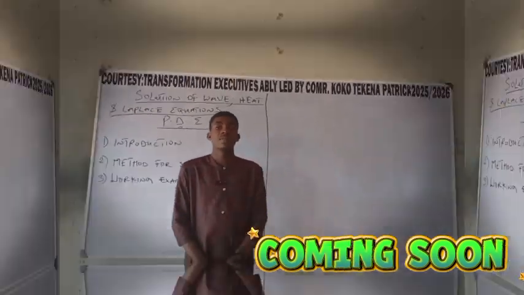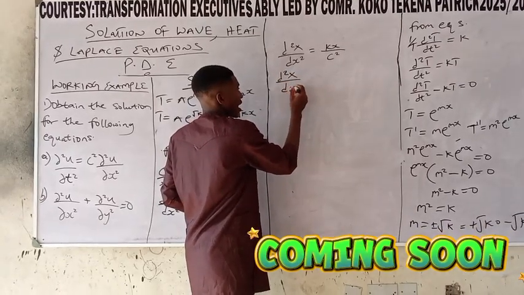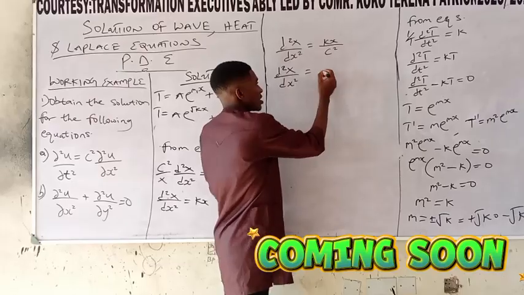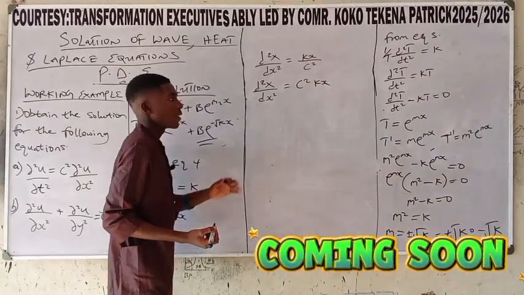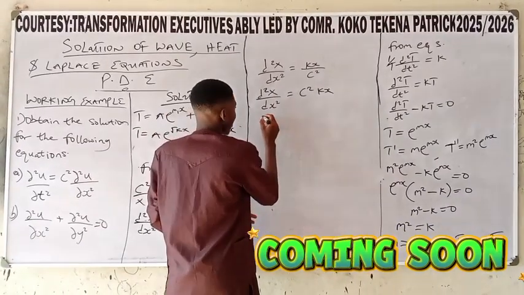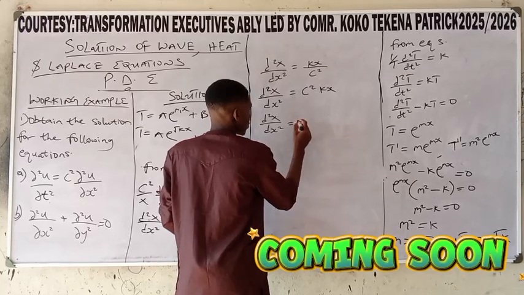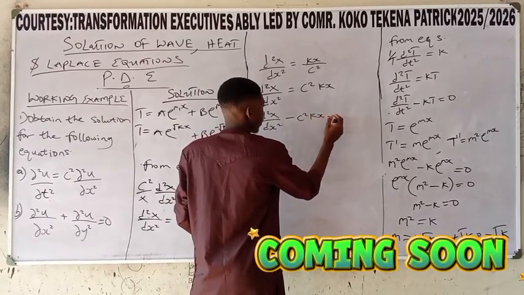Let's get to the video. So we have the square x over the x square equals to, instead of 1 over c squared, let's become what? C squared kx. Now let's take this to the other side to make it homogeneous. Meaning that we have the square x over the x squared minus c squared kx equals to 0.